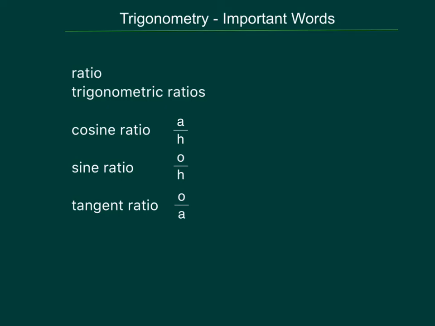A ratio is two numbers written like a fraction. So there's a ratio, 2/3. Trigonometric ratios are A over H, which is the cosine ratio, O over H, which is the sine ratio, O over A, which is the tangent ratio. We remember those using SOHCAHTOA.